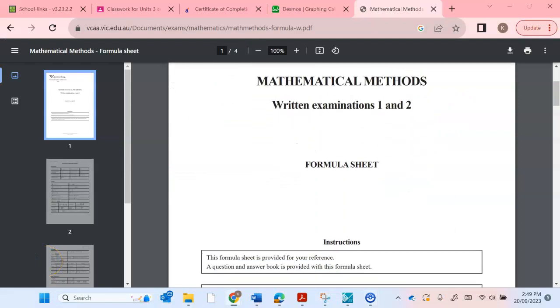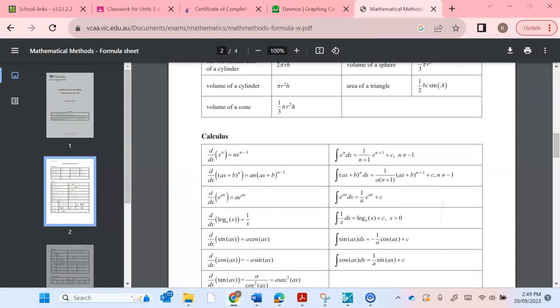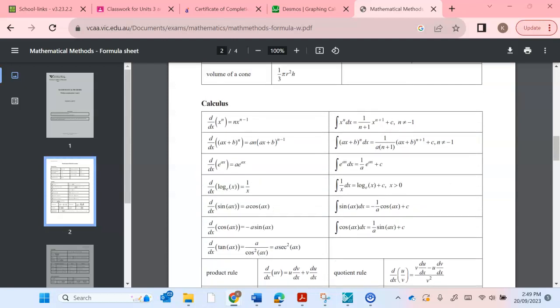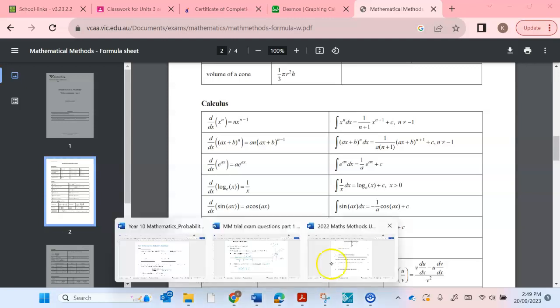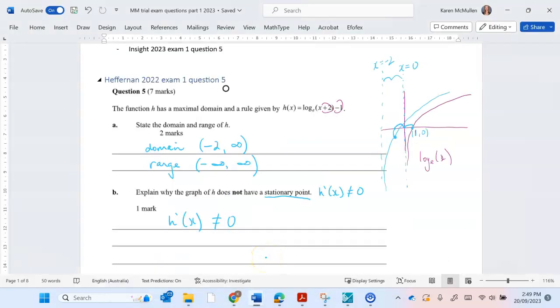Alright, so here's your formula sheet. So we're just going to scroll down. And you can see here your derivative of log is 1 over x. So your argument, what that is inside that bracket where your x is, basically just goes on your denominator. So let me go back to my sheet. So there we are. All right, so the derivative of h(x), and what we've written there is enough because we understand that it can't equal 0. But the derivative of h is 1 over x plus 2.